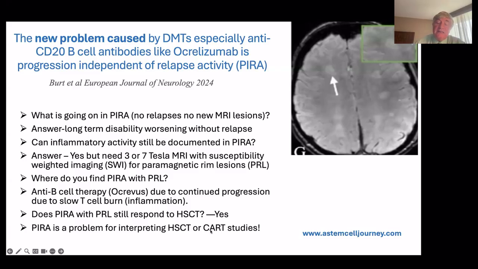It's also a problem for CAR T studies, where they're directing the chimeric antigen receptor T cells against B cells. That's what they're directed against, B cells. They just think, why do that? That's $500,000 per patient, $500,000. Why do it when Ocrevus is a $60,000 infusion, but every 6 months you're still getting it? And you can see the results from Ocrevus. I'm just talking about the problem of PIRA.